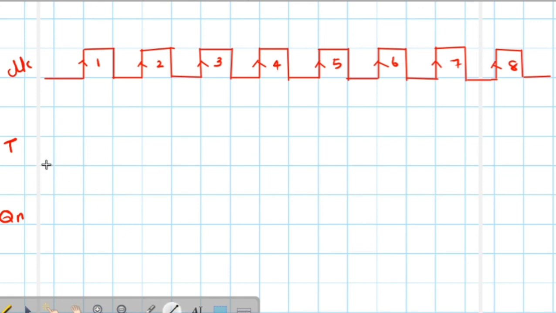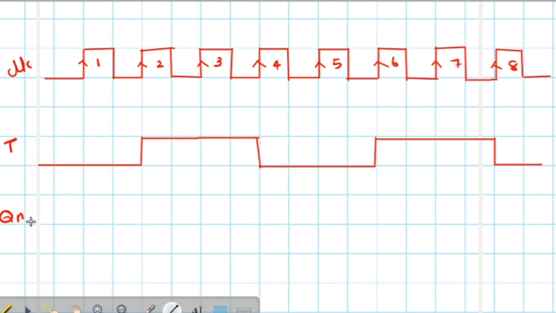Initially T is equal to 0, then it goes to 1. Again it goes to 1, then it goes to 0, then again it goes to 1, then 0. Okay, so next we can draw the output Qn. So the output is actually Qn+1.